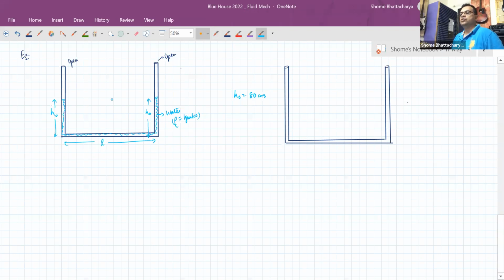Okay. So if we pour kerosene from this side, what we'll observe is that this side the level of water will come down compared to H0. And this side the level of water will have gone up compared to H0. Because we have poured some oil over here. So an immiscible oil like kerosene oil is poured from this side. And as a result of that, the level of water changes.